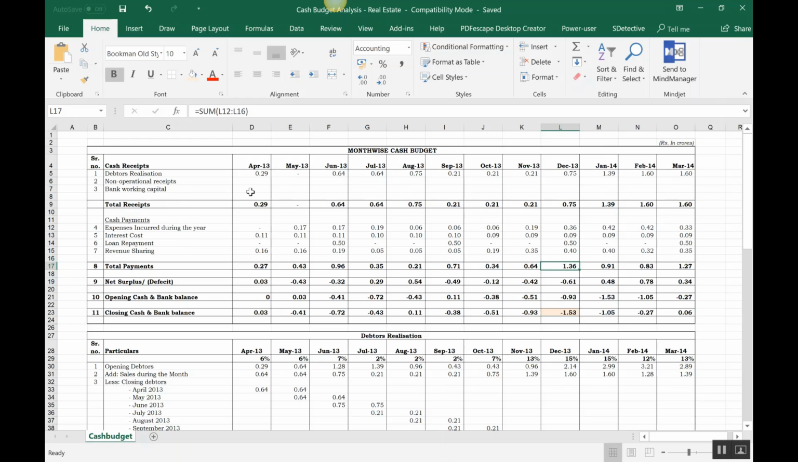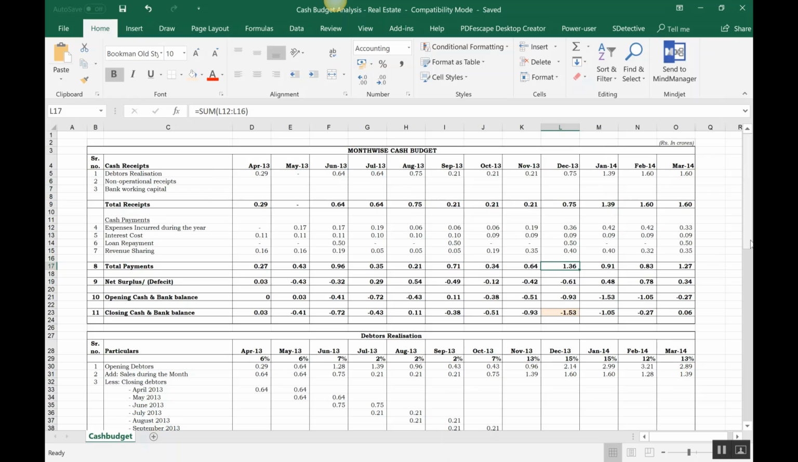So this is a period of, say, April 13 to March 14, which is being studied, and it is tried to be understood how much financing has to be done by the bank on a month-to-month basis, right? So it's primarily from a working capital perspective that the decision has to be made, right? As we see over here, the first row is debtors realization.